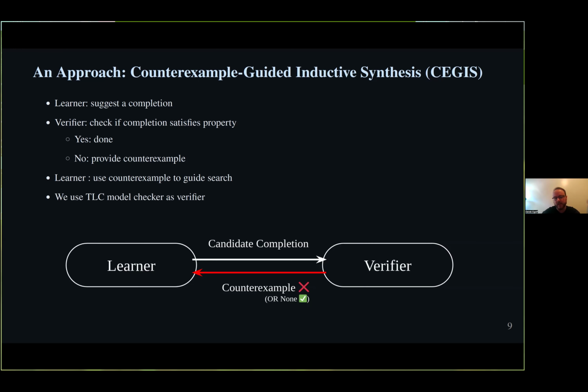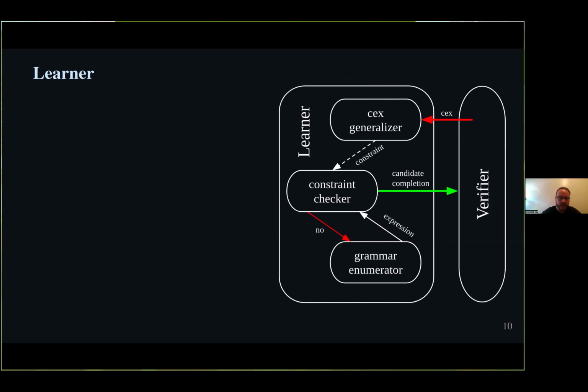And we use the TLC model checker as our verifier. This is standard TLA plus tooling, so we won't talk too much more about the verifier, but we will go into more details about the learner. So on the right is the rough architecture of our learner. It first takes the counterexample and hands this to the counterexample generalizer. And this is just going to encode the counterexample as a logical constraint. This will be a constraint in propositional logic with a theory of uninterpreted functions, basically. And the constraint checker is just going to accumulate a set of these constraints.